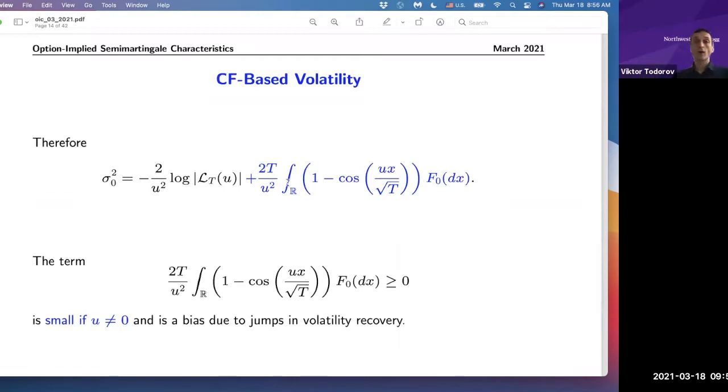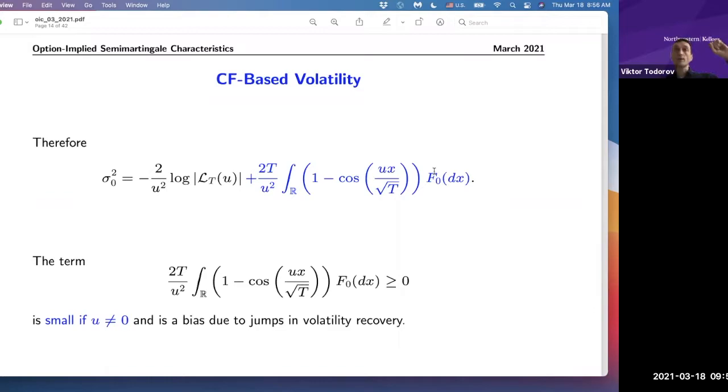And so if jumps are finite activity, like the most typical case, that's what I was saying before, then this integral is a bounded function. In that case, this term here is of order t. So I agree with that statement. What if they're not? What will happen here if they're not?